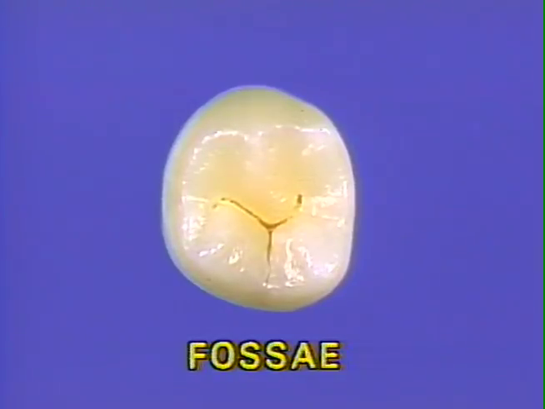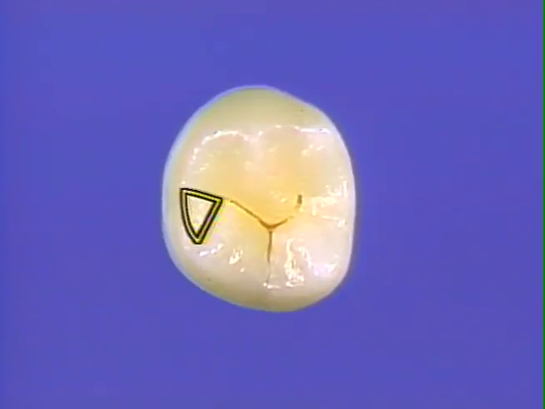Fossae. There are two fossae, the mesial and distal triangular fossae. Both are relatively shallow and roughly linear in form and located just inside the marginal ridges.